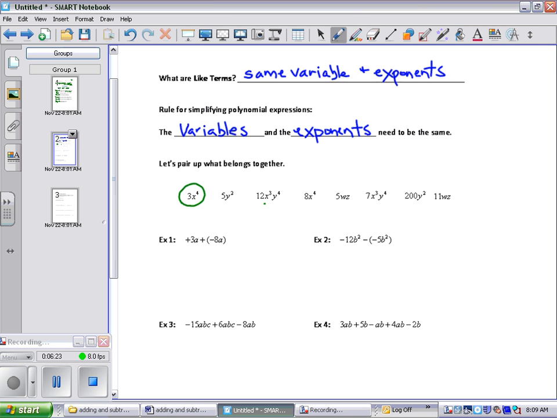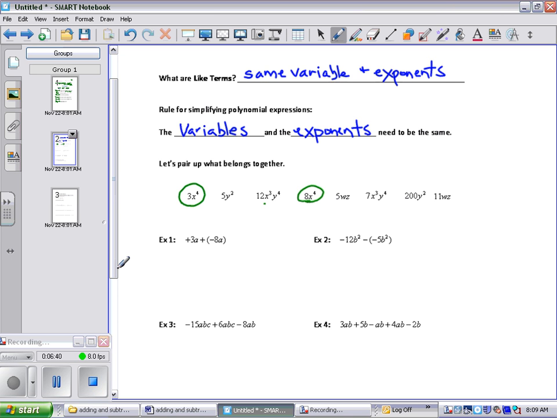Right next to it, I have an 8x4. Is my variable the same? Do I have x's on both my 3x4 and this one? I have an x, and my exponent is the same, so these two get paired together. So put circles around those.